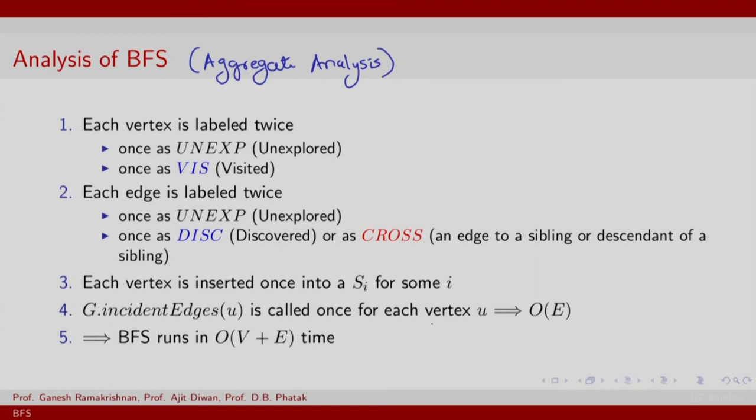Now, this will mean in aggregate analysis that you sum the incident edges over all vertices U, the number of edges incident on U, and this is nothing but the number of edges itself. So the total time is order of V, which comes from the first three steps, and order of E from the fourth. So total time is order of V plus E.